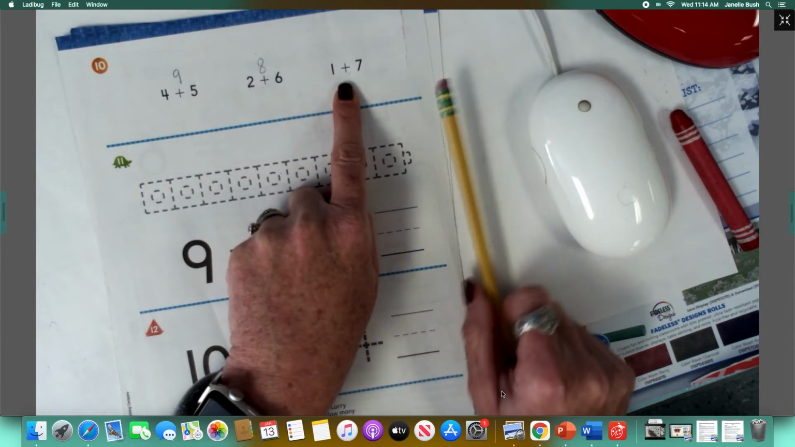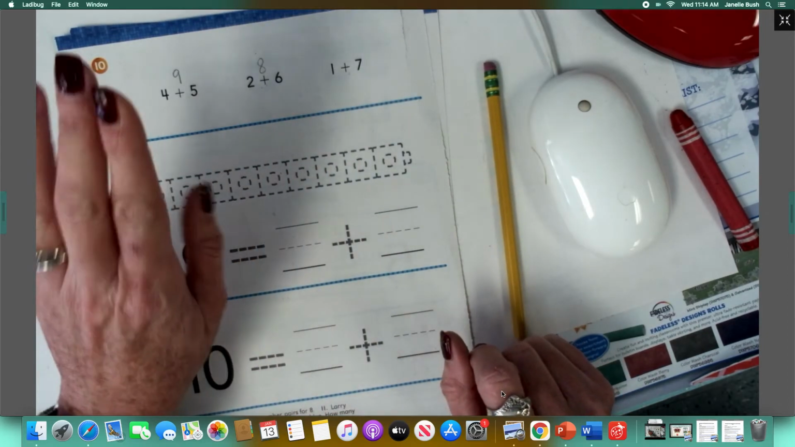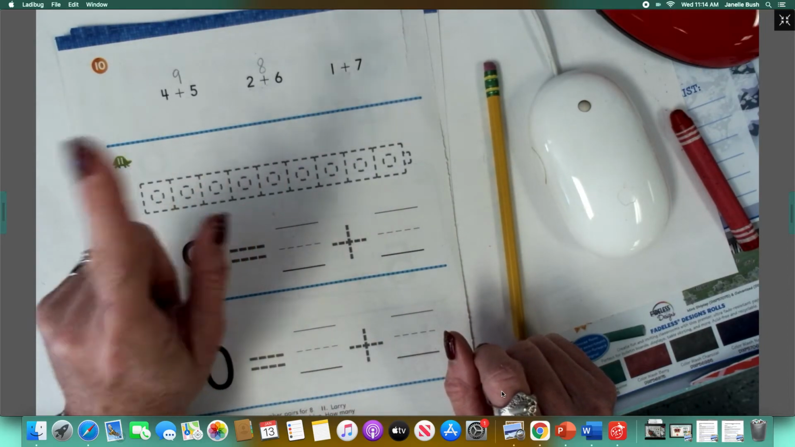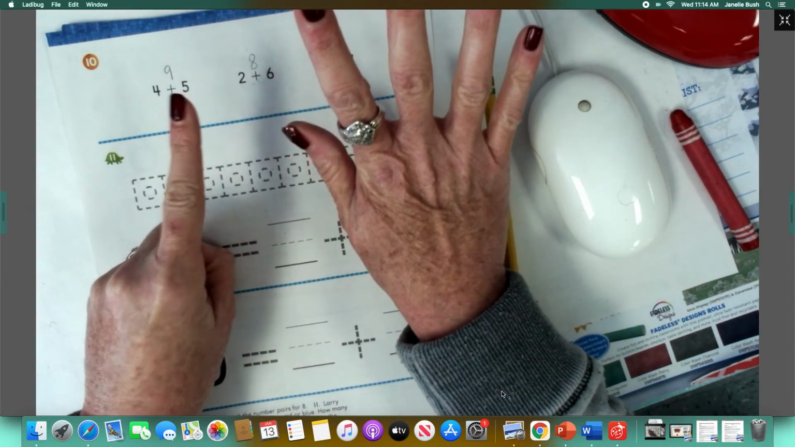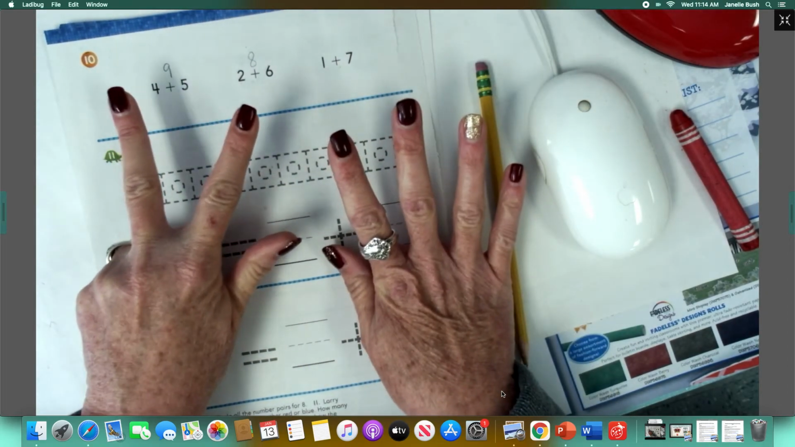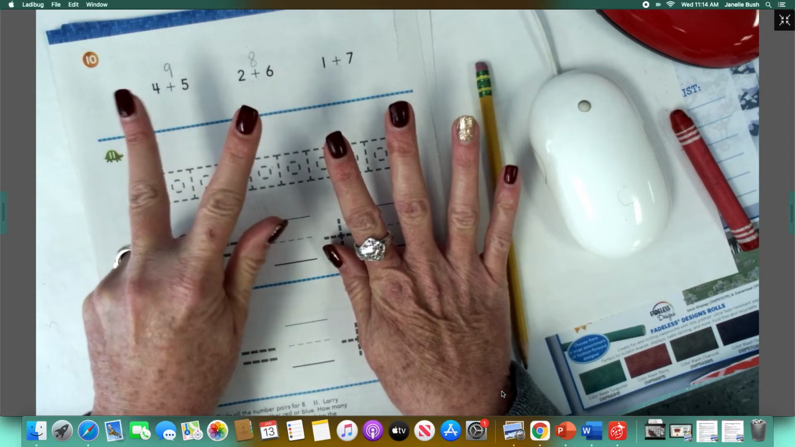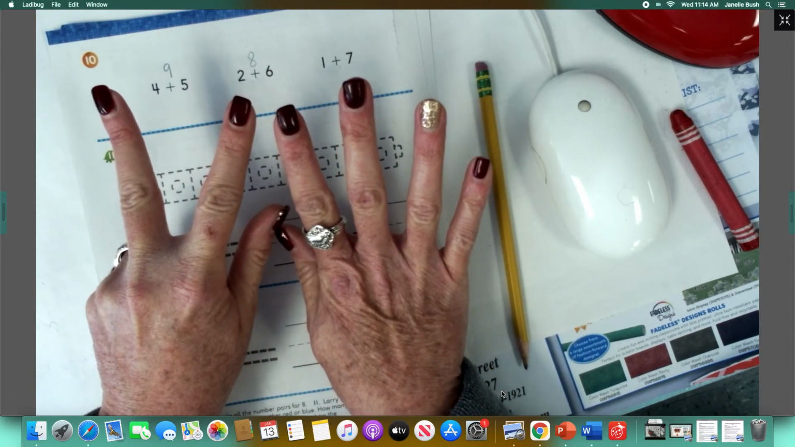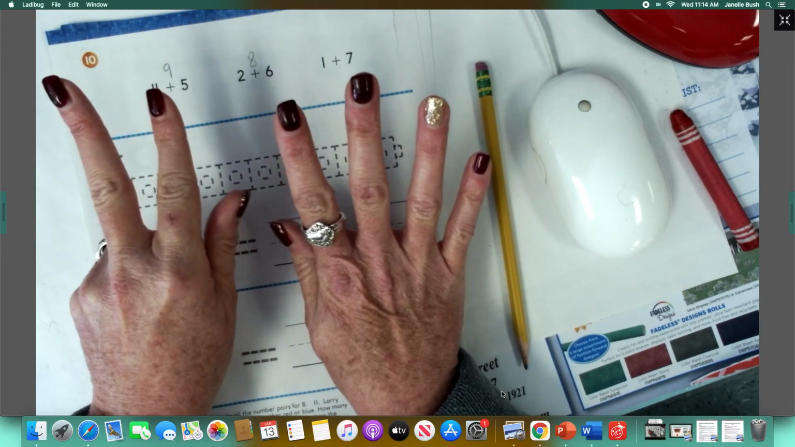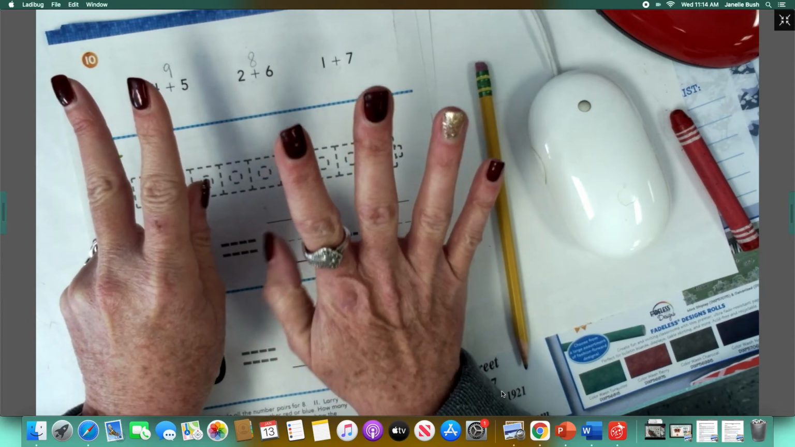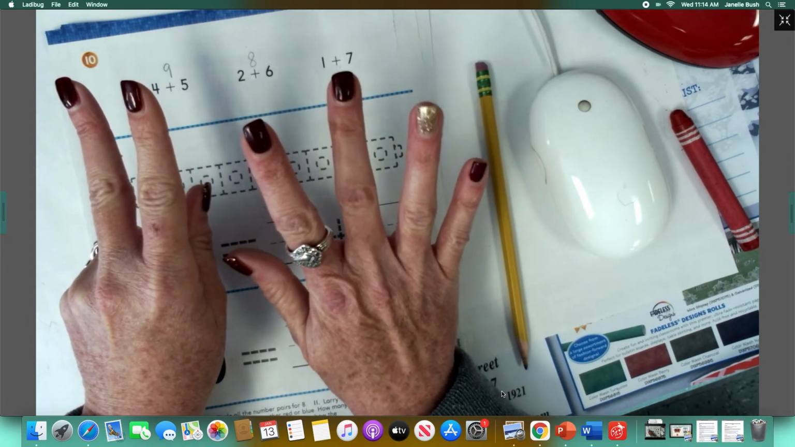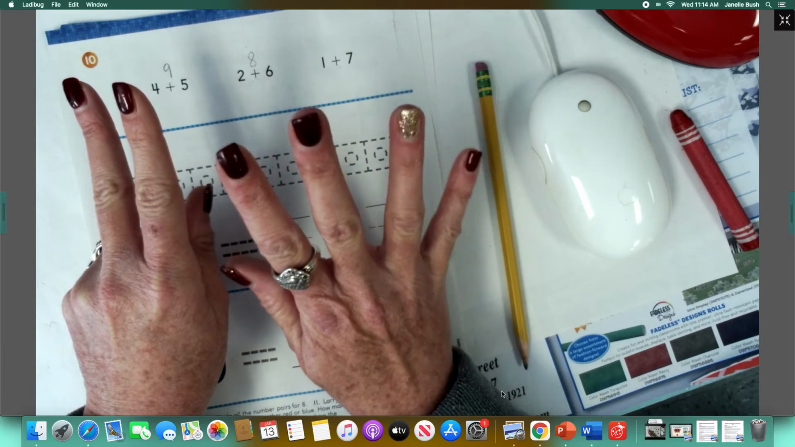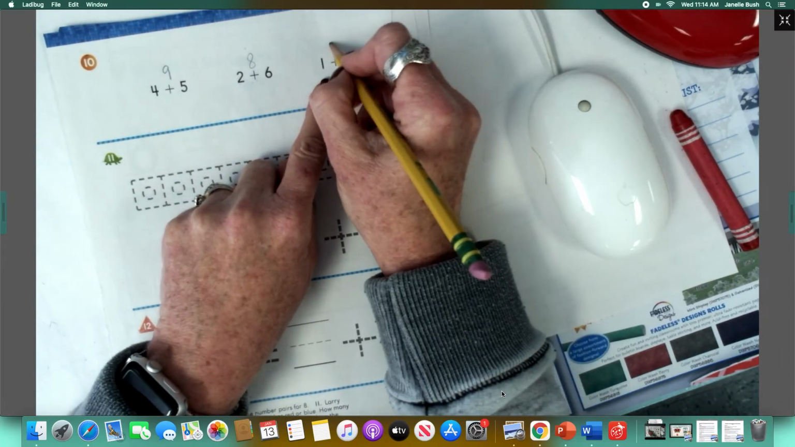All right, now we've got 1 plus 7. So I'm going to do 1 finger, 5, 6, 7. All right, let's count. 1 finger plus 7 fingers, okay? Ready, set, go. 1, 2, 3, 4, 5, 6, 7, 8. So 1 plus 7 is 8.